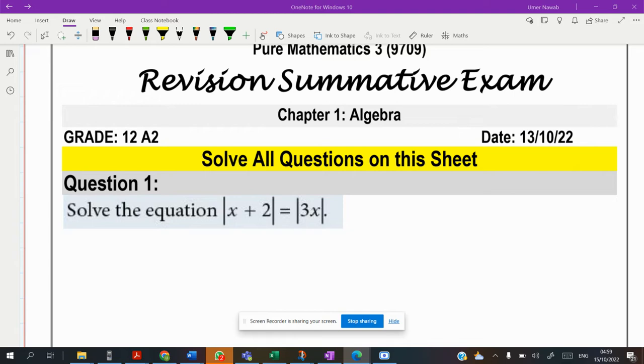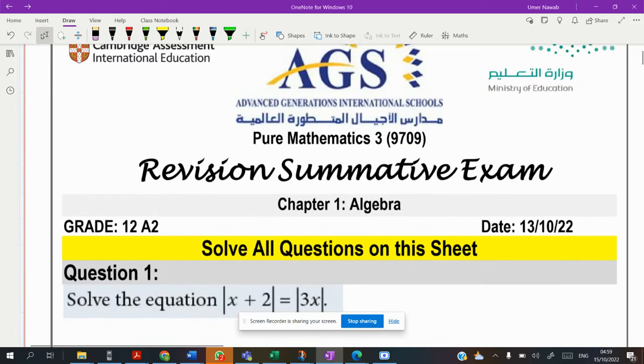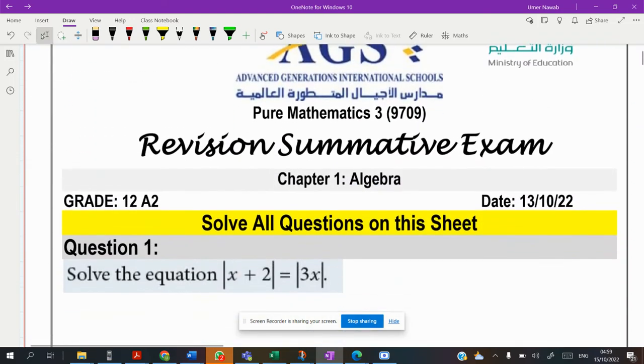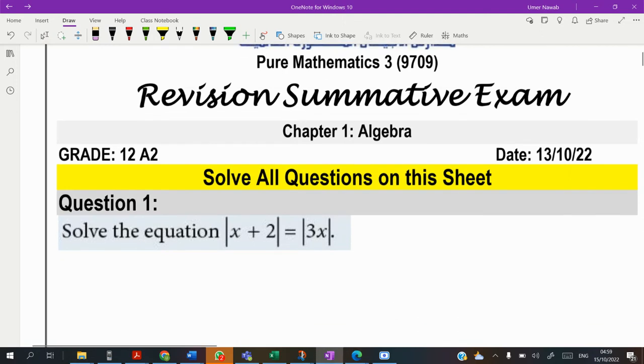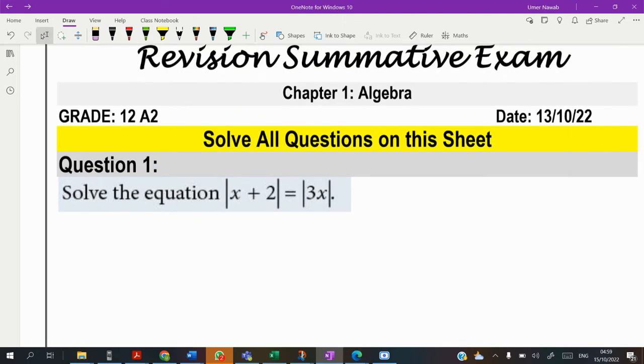Of November, 18th of October 2022, and you already know that we have decided to keep two chapters, chapter number 1 on absolute functions and chapter number 2 on logarithmic functions. These two chapters are planned to be revised in this summative exam. So let's start with the first chapter, which is absolute functions.